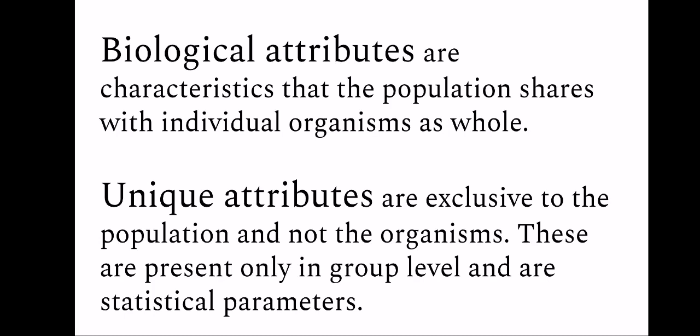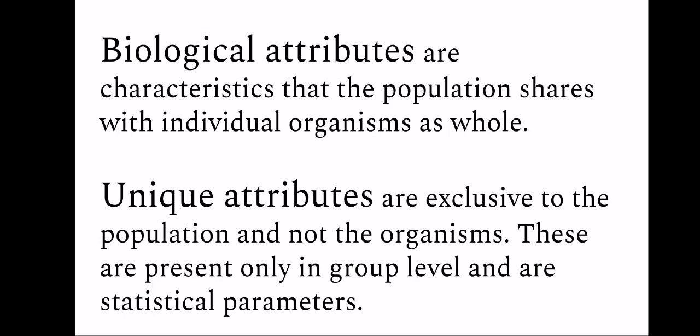Therefore, reproduction is one fundamental characteristic which is very important, and it is exhibited both by the population as well as the individual organisms. Therefore, this type of attributes, for example ontogeny and reproduction, are biological attributes. These are exhibited both in the population as well as at the individual level.